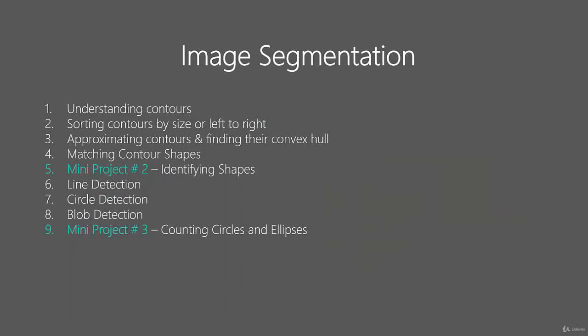In this section, we're covering quite a few image segmentation techniques, starting first with the very important contours. Contours form a very important segmentation technique in OpenCV, so it's worthwhile we spend some time on it. It leads us to our second mini project, where we identify shapes by contours. We then look at line, circle, and blob detection, which are all pretty important as well, and that leads to our third project, where we count the circles and ellipses in an image.